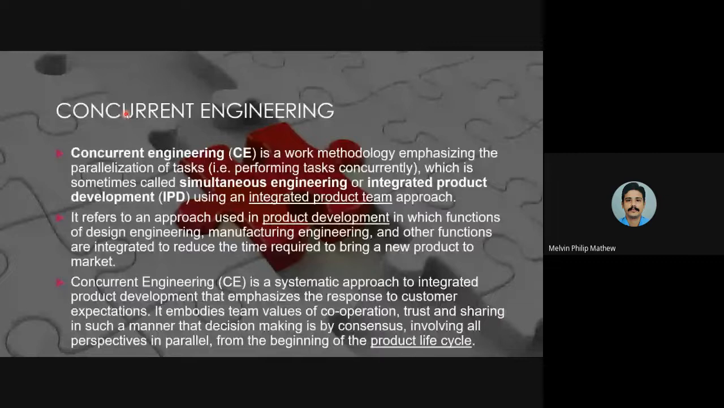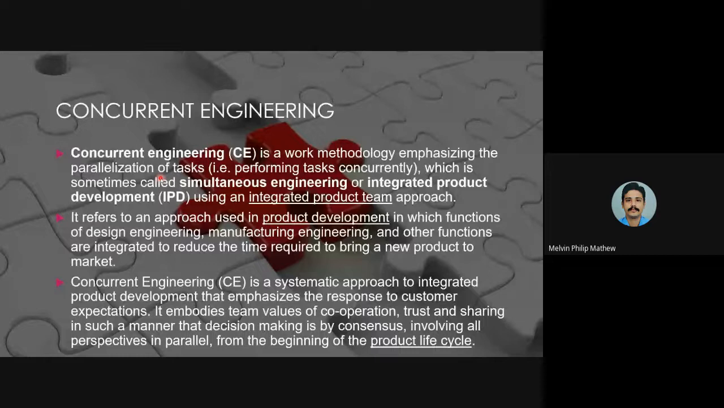Next is another topic, called concurrent engineering. So what is basically concurrent engineering? It is a work methodology emphasizing the parallelization of tasks, which is sometimes called simultaneous engineering or integrated product development, using an integrated product team approach. So what does this say? It says that we are parallelizing the tasks.